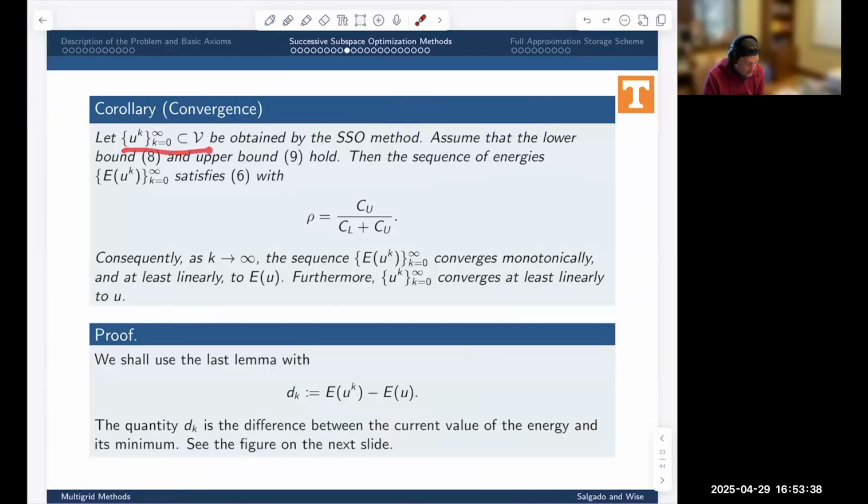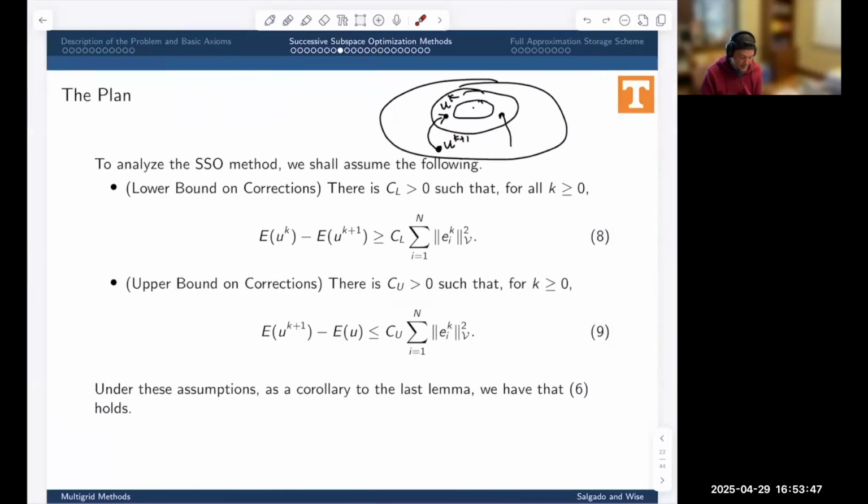Suppose that the u_k are obtained by the SSO method, and assume that the lower and the upper bound on corrections hold. So that's the lower bound on corrections, and this is the upper bound on corrections. By the way, I'm not saying that these things make sense yet, and where they're coming from may be a puzzle to you at the moment. I'm not saying what they mean or where they're coming from, simply saying we can assume that they happen.